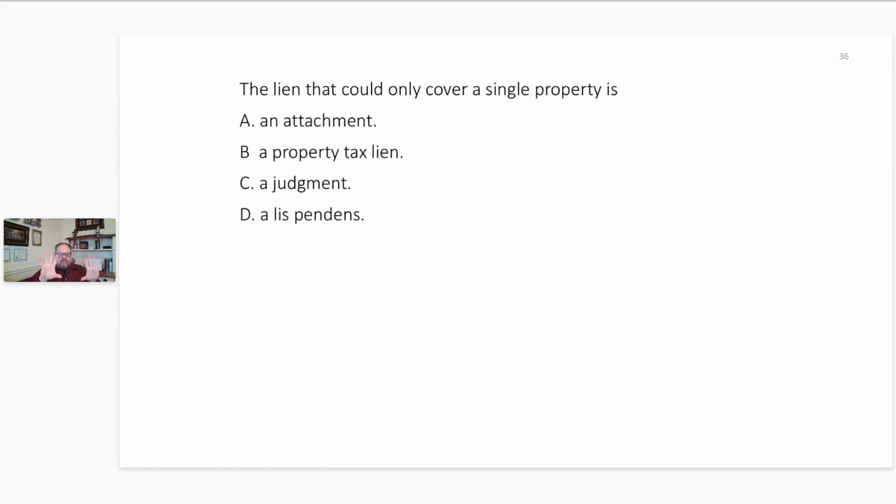If I have five properties, not 10, but 5, sorry about that. If I have 5 properties and I don't pay tax on one of my properties, the county is not going to come and put liens on all my properties. They're only going to put it on the one that I didn't pay tax on. So a tax lien is considered a specific involuntary lien. That's what type of lien it is. Specific to the property, involuntary because the law puts it there.